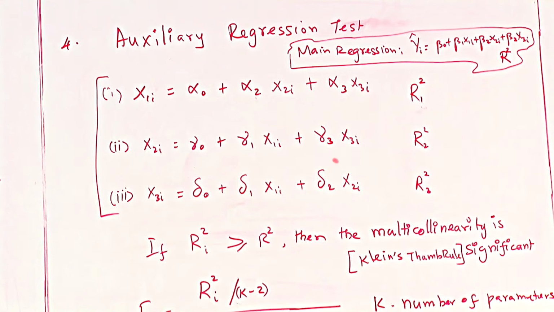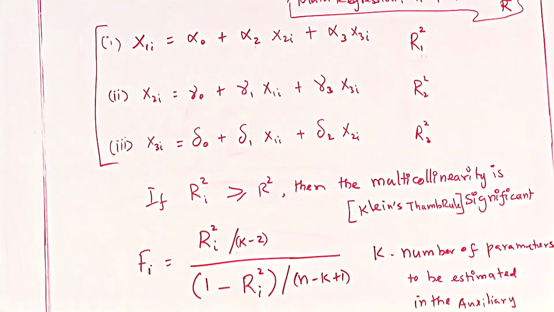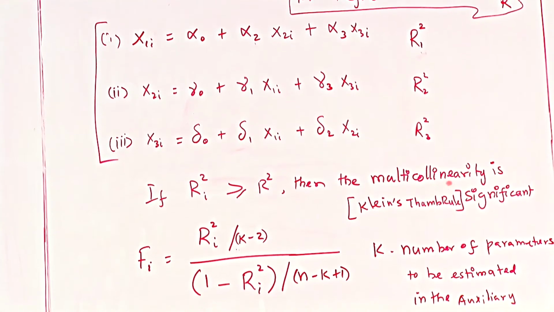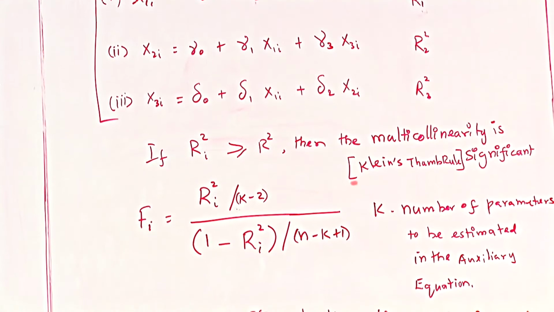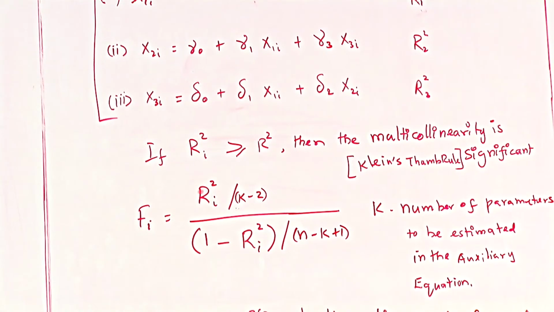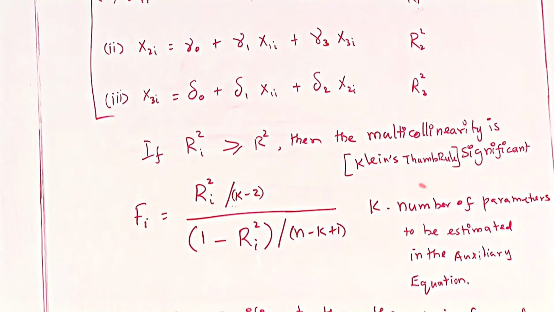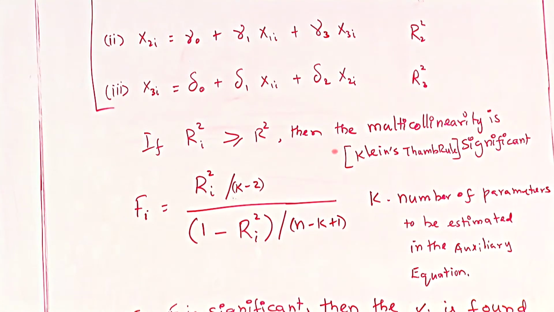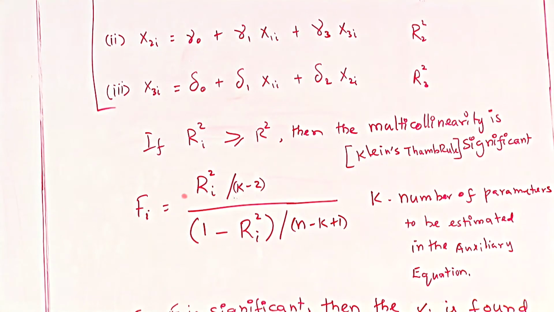If the individual auxiliary regression r squares are greater than the overall r square, then we can say there is a multicollinearity problem, a severe multicollinearity problem. This is called Klein's rule of thumb, and this is one way of identifying the multicollinearity problem using the auxiliary regressions.